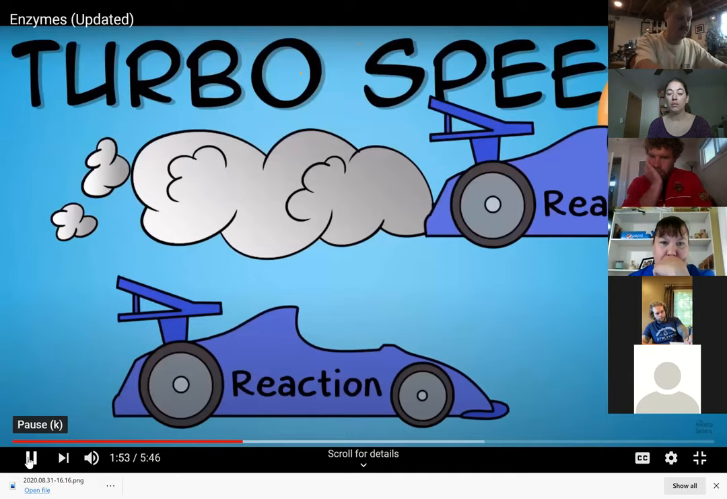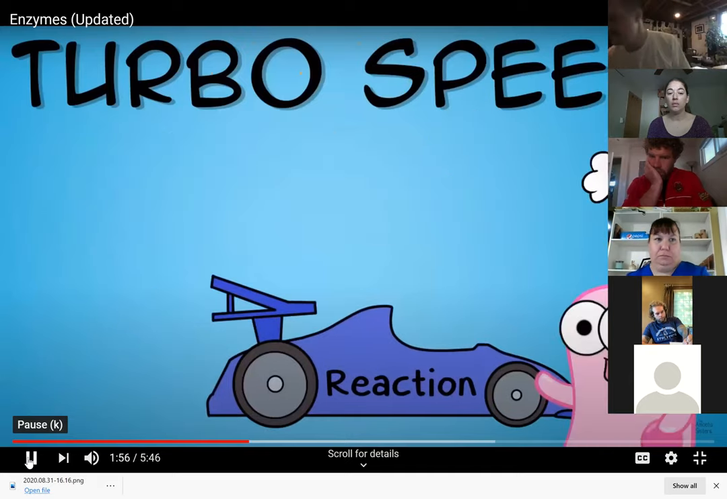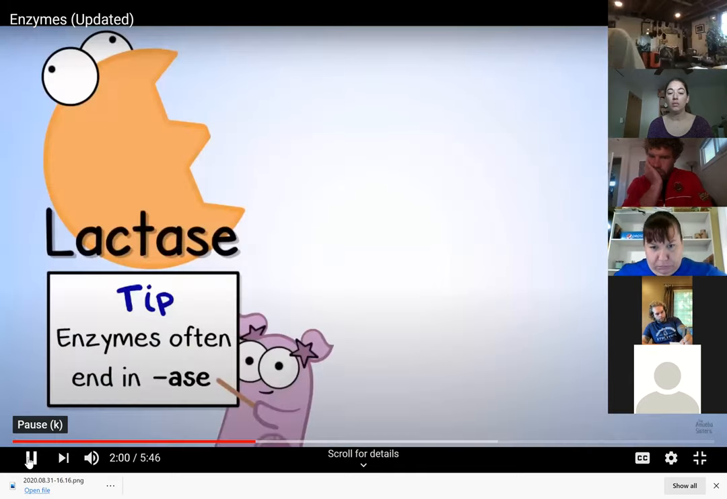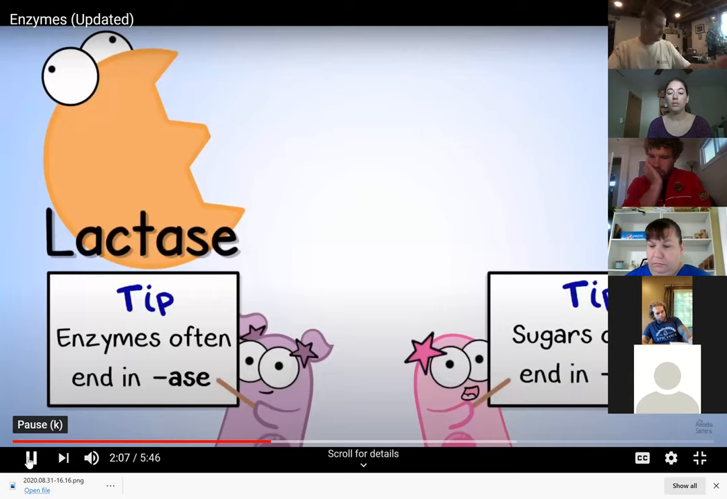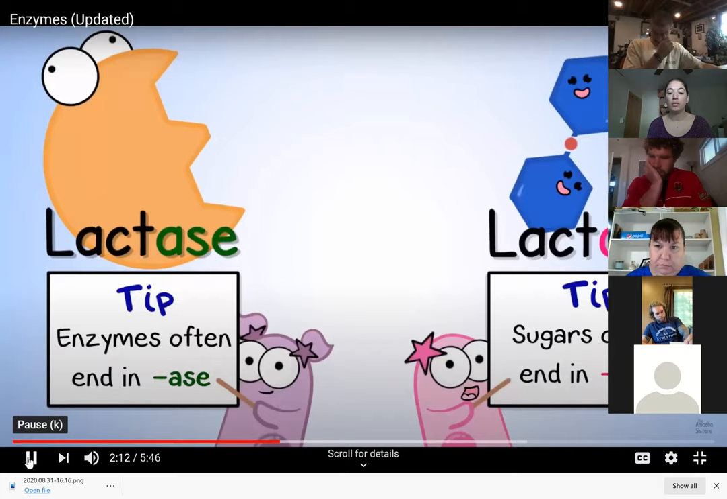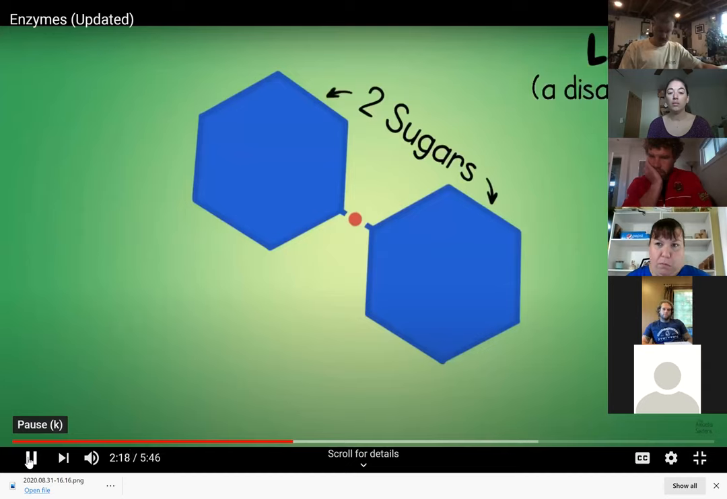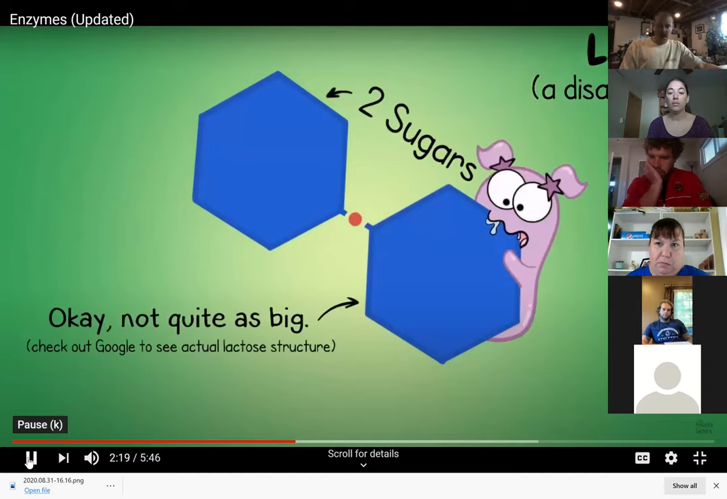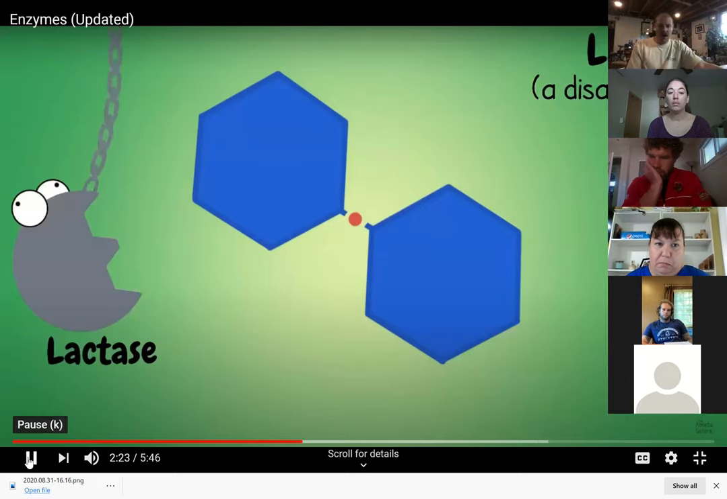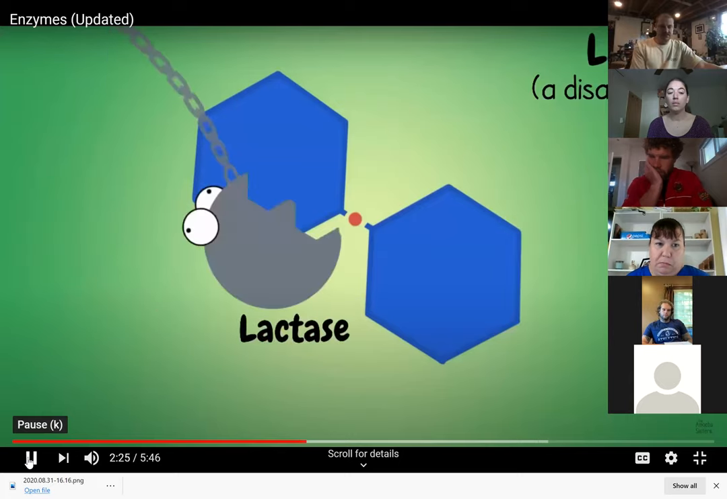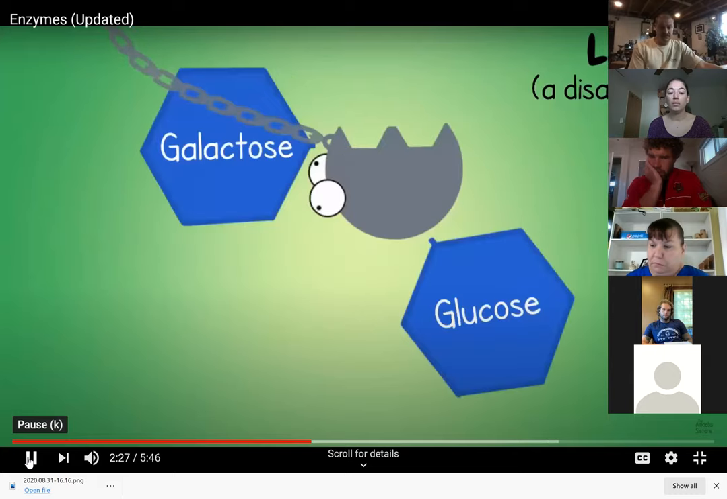Let me give you a great real-life example. The enzyme lactase. Another really cool thing about enzymes is that they often end in ASE, like lactase. Many sugars, on the other hand, end in OSE, and lactose is an example of a sugar. Lactose is a disaccharide, meaning it contains two sugar molecules bound together. We don't actually digest it so well in that form. It's big. The enzyme lactase has the ability to break lactose down into smaller parts that our body can digest.